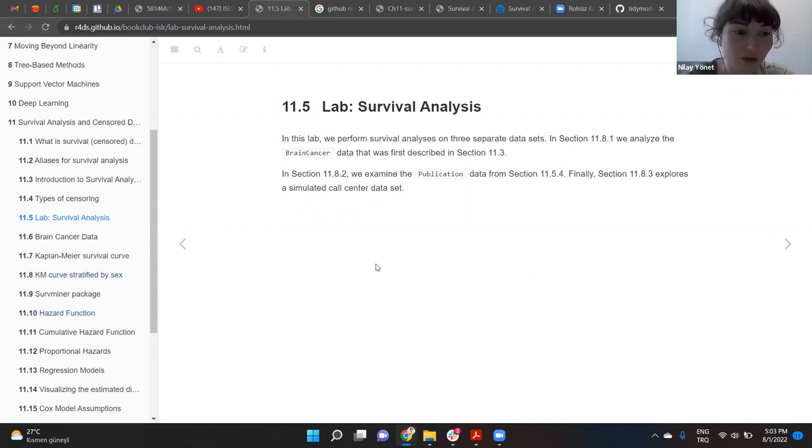The second cohort did it like a part of theory, a part of lab. And in the book also, probably you noticed that the titles are going 1, 2, 3, and so on. And it starts with the brain cancer data set or publication data set. So maybe it's better to put some lab into the theory and then continue with the theory. This is how it is, but I don't know.